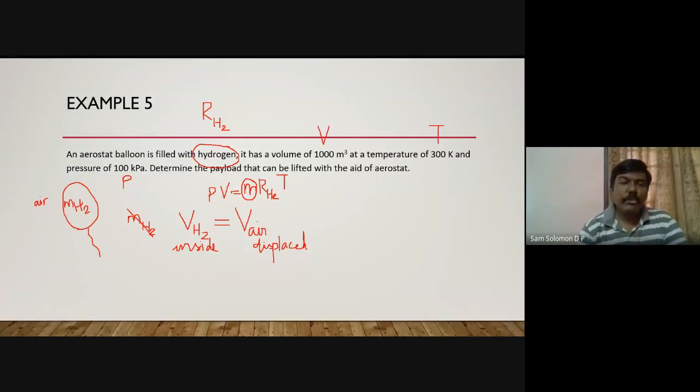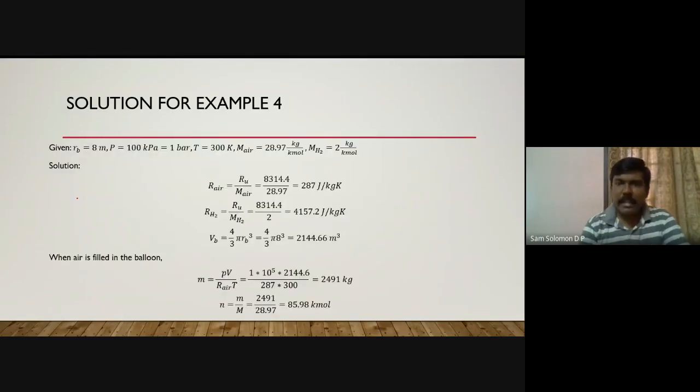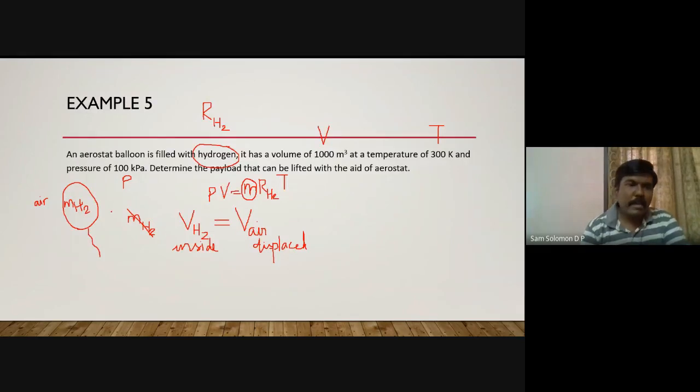What you have to check is, because we have solved the previous problem, if you have tried it, you would find in the previous problem the mass of hydrogen was greater than the mass of air. Mass of hydrogen there is 172 kilogram and mass of air is 2491 kilogram, so that is greater than the mass of hydrogen. Here also the same condition will prevail: the mass of hydrogen will be lesser, but the mass of air displaced will be larger.